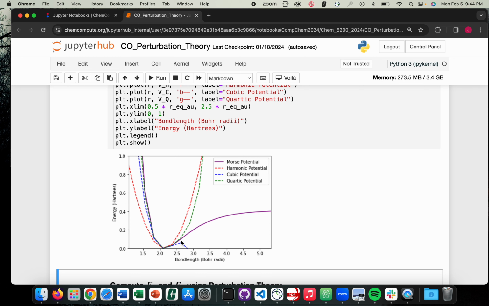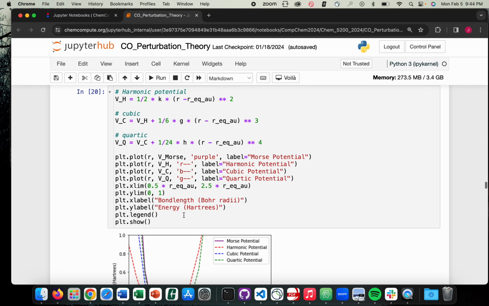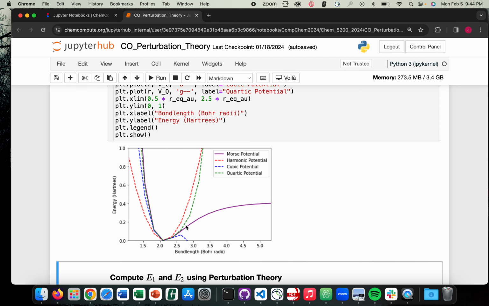And so you can see that I have pretty good agreement between the green curve, which is including up to the quartic term, for relatively large values of displacement, okay? But even if I go to large enough displacement, of course, the quartic still rises too rapidly compared to the full Morse potential.